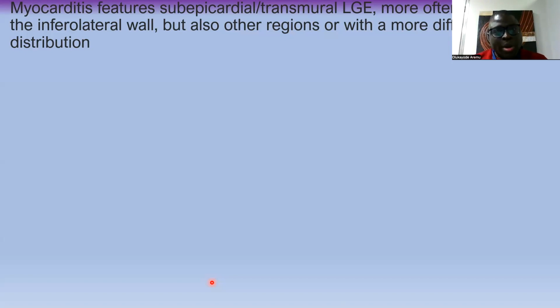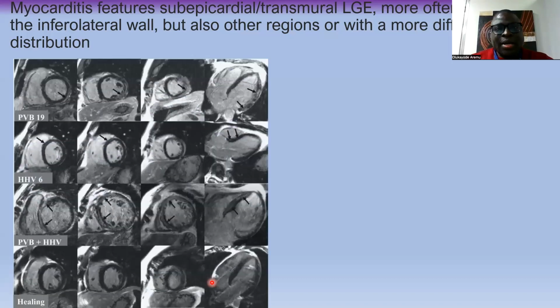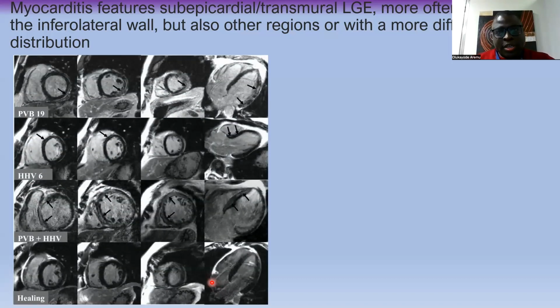I have explained what myocardial fibrosis is. I have given some information about the types of myocardial fibrosis that we have. I believe you are following very well. So we have a few questions, just like 3 or 4, at the end of the lecture this evening. And then here we are talking about myocarditis, the features we see there. It is subepicardial or transmural LGE.